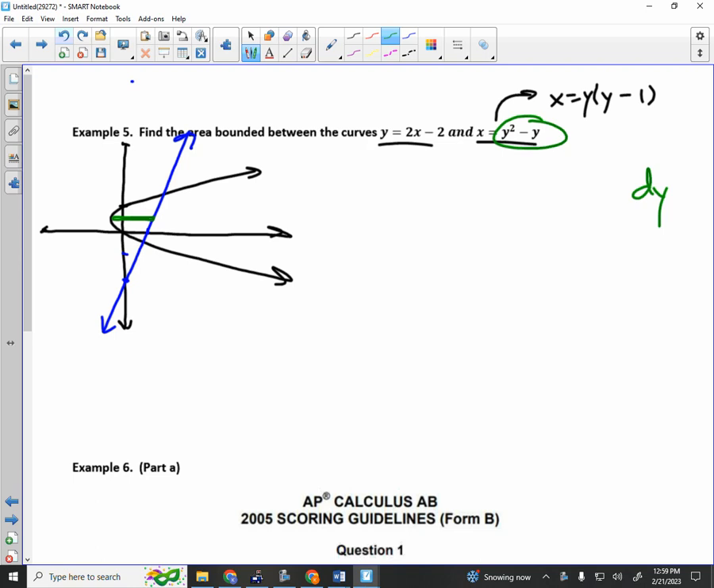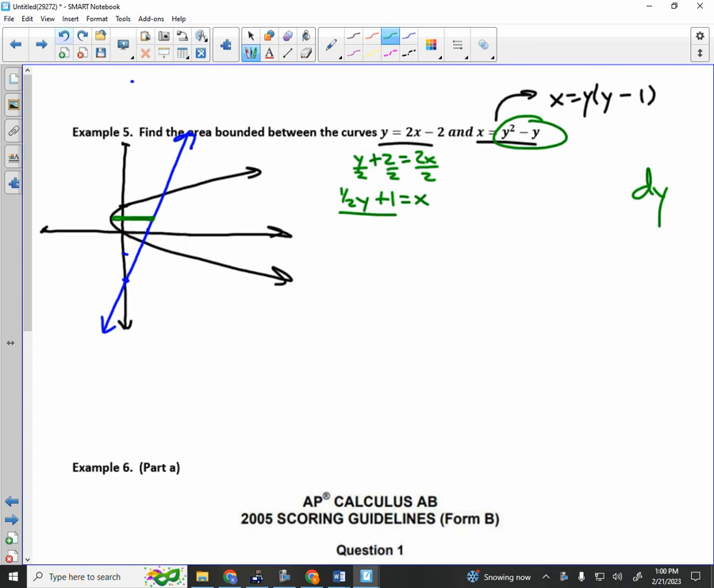So I want to go ahead and solve here. I'm going to solve for x. So I'll take y plus 2 is equal to 2x. And I'll divide by 2 to get 1/2 y plus 1 is equal to x. So now they are both x equals, therefore y is the variable. Okay, see that now? Instead of top minus bottom, it's now going to be right minus left. Which one's on the right?